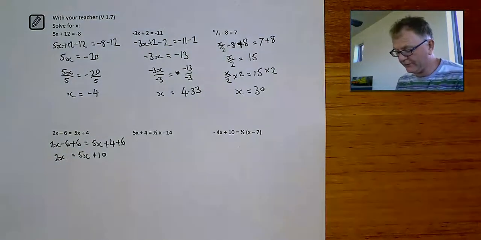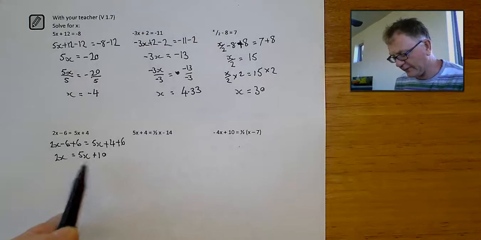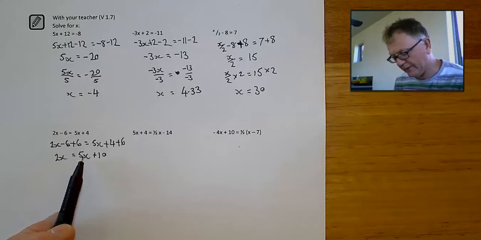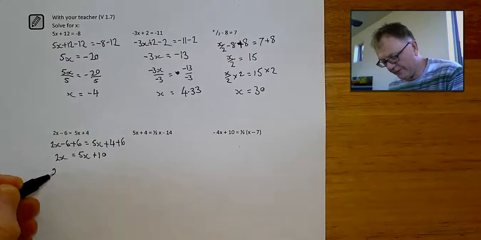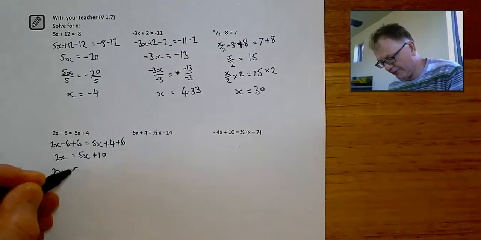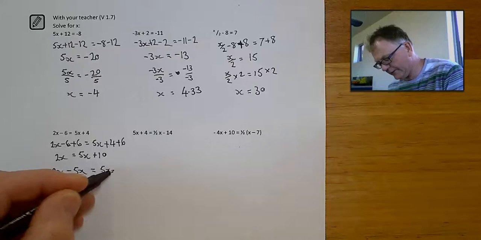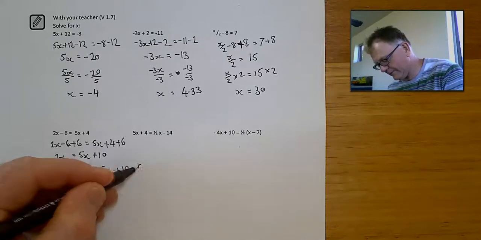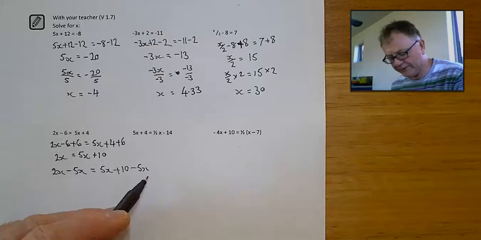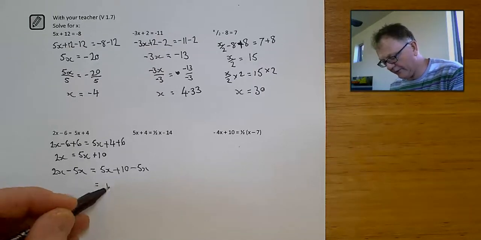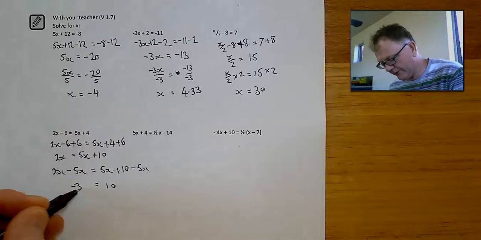Well, that's helped me a little bit, but what I now have to do is to get rid of this 5x from here. And I could do that by taking away 5x from both sides. If I take away 5x from this right-hand side, 5x minus 5x, they group together and cancel out. That'll be good, I'll just be left with 10 there. But here I've got 2x, take 5x, and will give me negative 3x.